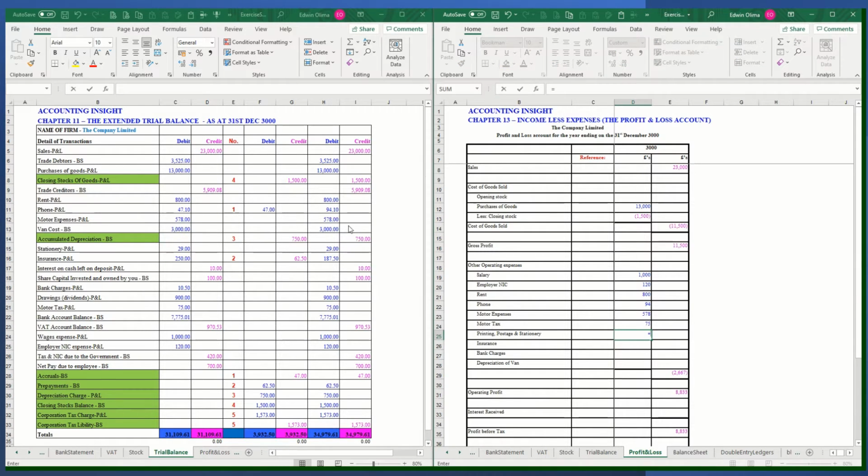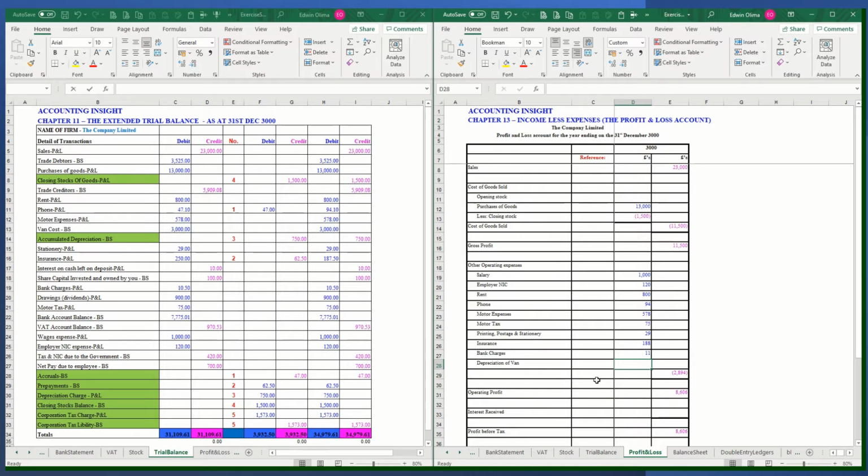Printing and stationery, there it is, £29. Insurance, we're going to take our adjusted value there, 187.50. So it's rounding up to the nearest pound here. And bank charges. We got bank charges there, £10.50. And then we had the depreciation of the van.